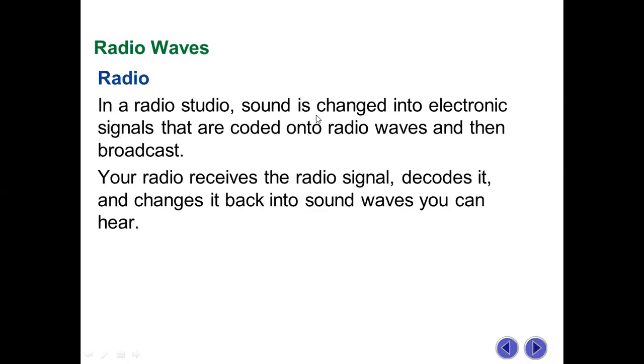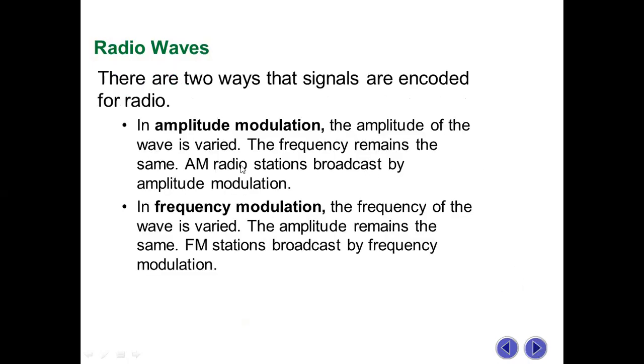In a radio studio, sound is changed into electronic signals. These electronic signals are coded onto radio waves and then broadcast, sent outside. Your radio is a receiver that receives the electronic signals. Then this radio decodes them again to change them back into sound waves you can hear. There are two ways that signals are encoded. Encoded means changing from sound to electronic waves and then sending. By amplitude modulation, modifying the amplitude, or by modifying the frequency.